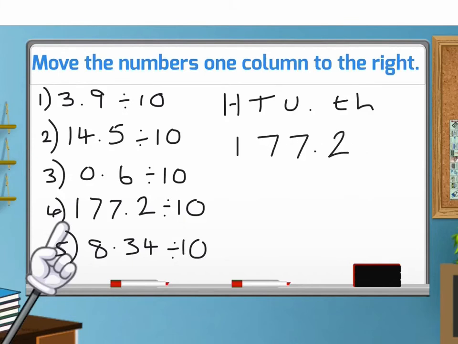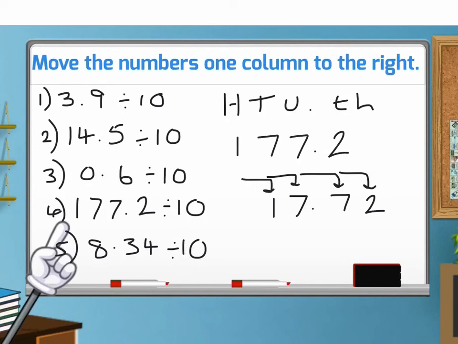Example number 4, we have 177.2. So we'll put a decimal point in there. And again, if you have your answer at home, just check it is right as we go along. The 2 goes from the tenths to the hundredths. The 7 goes from the units to the tenths. Oh, that's a 7. The other 7 goes from the tens to the units. And the 1 goes from the hundreds to the tens. So 177.2 divided by 10 equals 17.72.